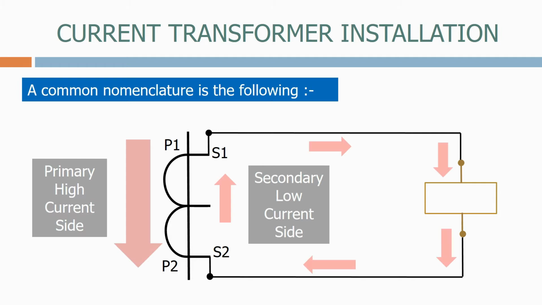Let's now add some current on the primary side. The first thing to note is that the current on the secondary side flows in the opposite direction to the primary side. The current flows from S1 through the relay and back to S2. If we reverse the flow of primary current, the secondary current now flows in the opposite direction. This is why it's so important to get the orientation of P1 and P2 correct.